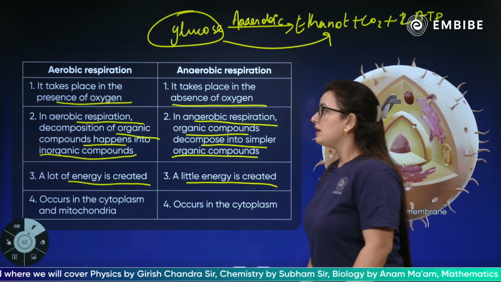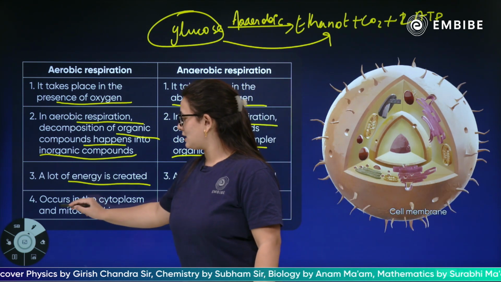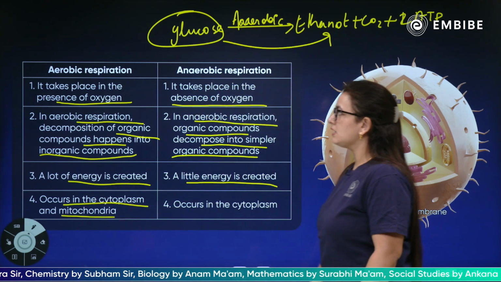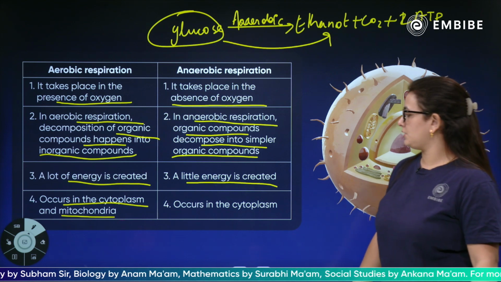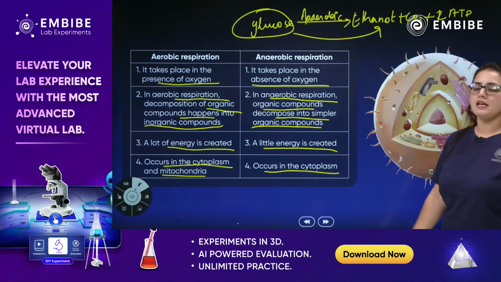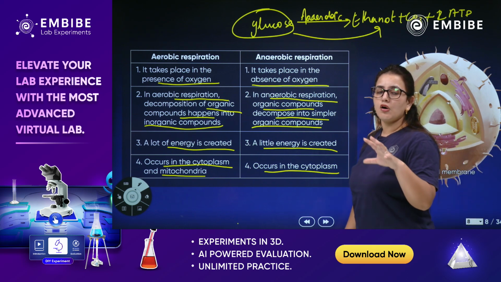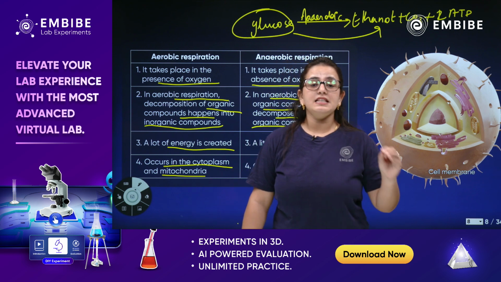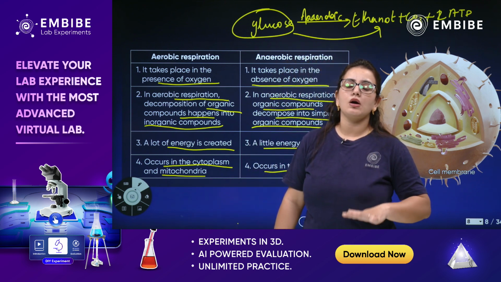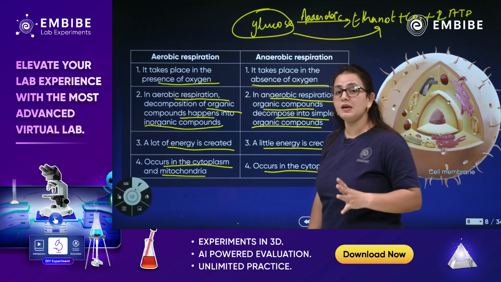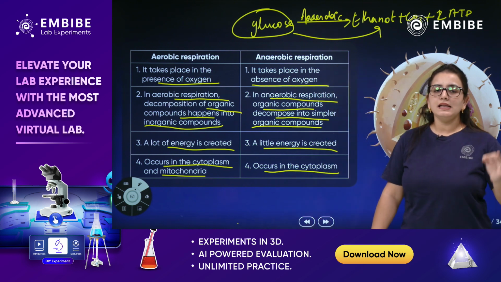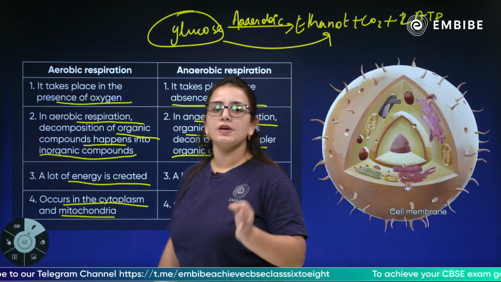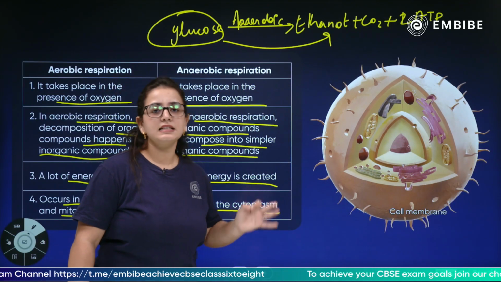The place where aerobic respiration takes place is the cytoplasm and mitochondria. On the other hand, anaerobic respiration takes place in the cytoplasm only. The major site of aerobic respiration in the cell is the mitochondria, but the major site of anaerobic respiration is limited to the cytoplasm. The cytoplasm is the only place where anaerobic respiration takes place.